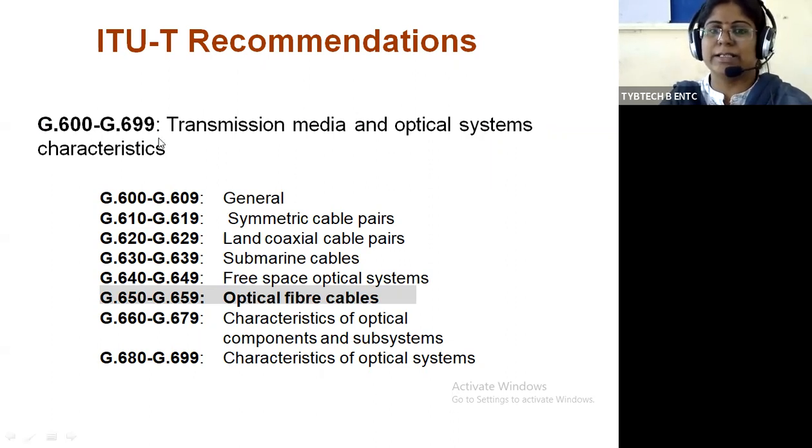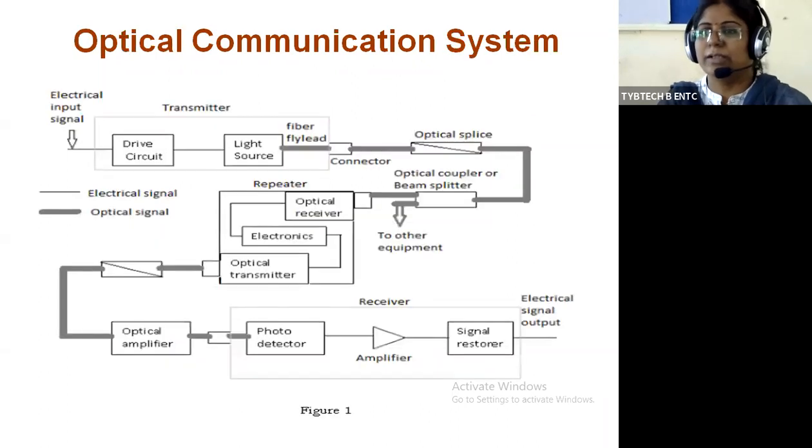G.600 to G.699. This is transmission media and optical system characteristics. For LAN also there are different IEEE standards that you can refer to. Now after this we are going to start a very important point of this chapter, that is the block diagram of optical communication system. Okay, so this is the block diagram of optical communication system.